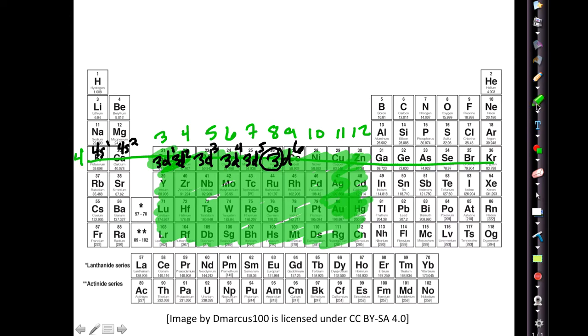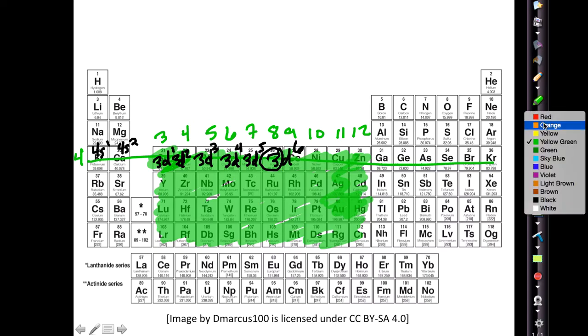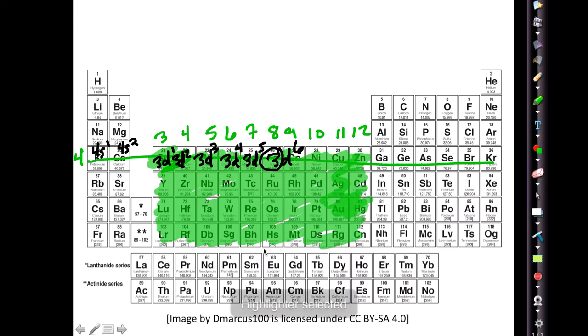We see something similar with the inner transition metals. The inner transition metals are those elements that are part of the lanthanide and actinide series down here below the main portion of the periodic table. This is what we refer to in terms of sublevels as the F block of the periodic table. So these elements are currently filling F sublevels.